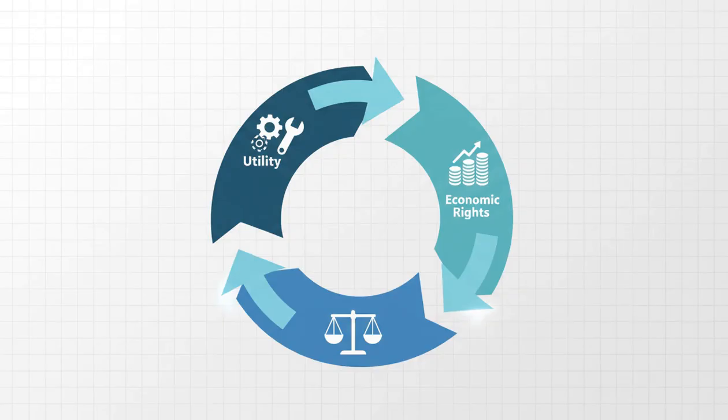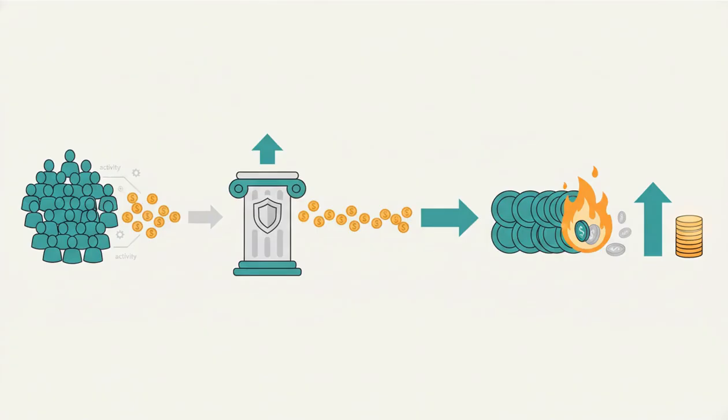So we have these three pillars: utility, governance, and economic rights. But they don't work in isolation. What I look for is how they connect to create a self-reinforcing loop, what I call the tokenomics flywheel. Let's walk through it. Imagine your platform gains traction.